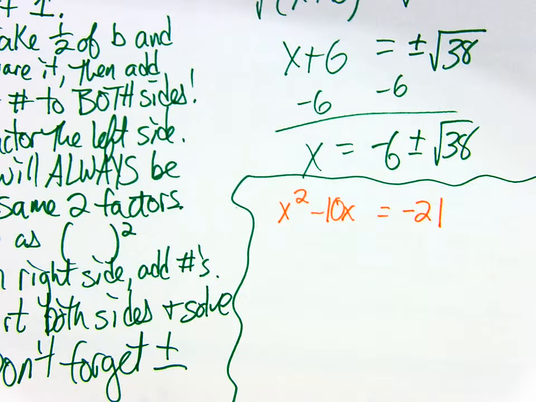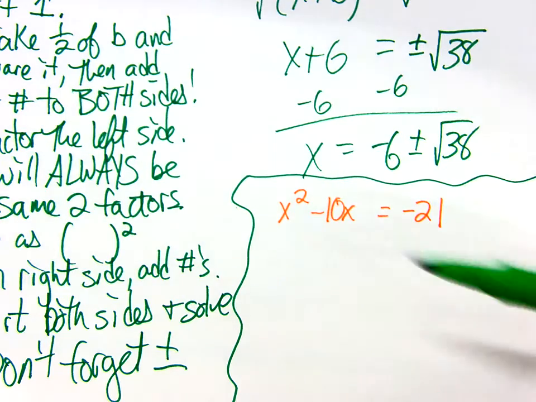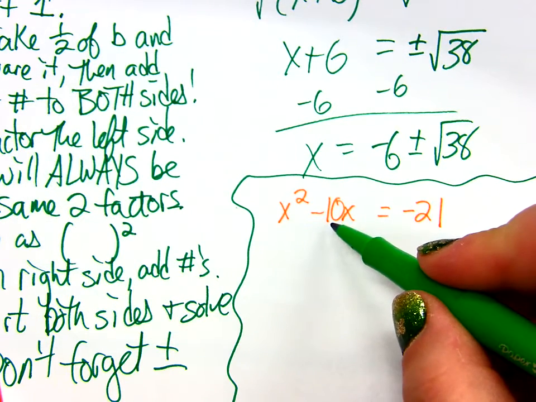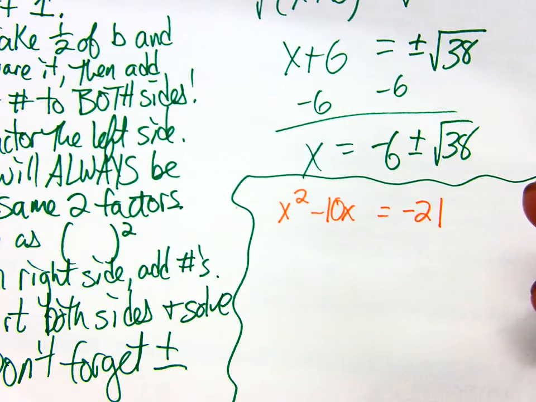I don't have to worry about A not being 1 because it is, so that's good. So I'm already on step 3. I need to take half of B and square it. Don't say it out loud. Everybody just get what that number is in your head. Do you have that magic number in your head? Okay, tell me on the count of 3. 1, 2, 3. Ooh, look at you go. You are correct. Half of negative 10 is negative 5, but negative 5 squared is 25.